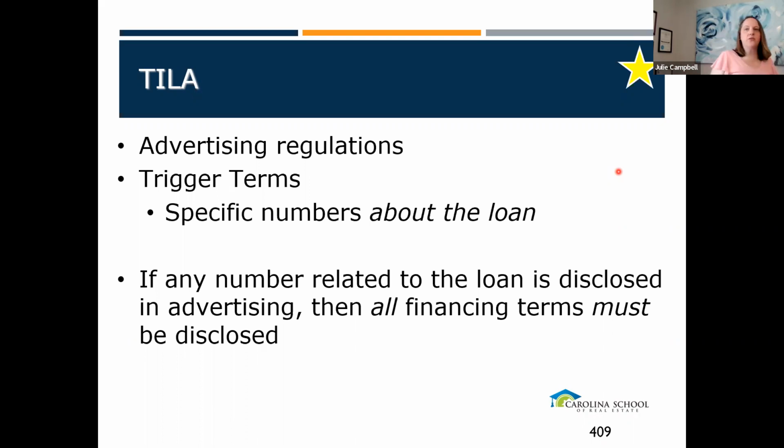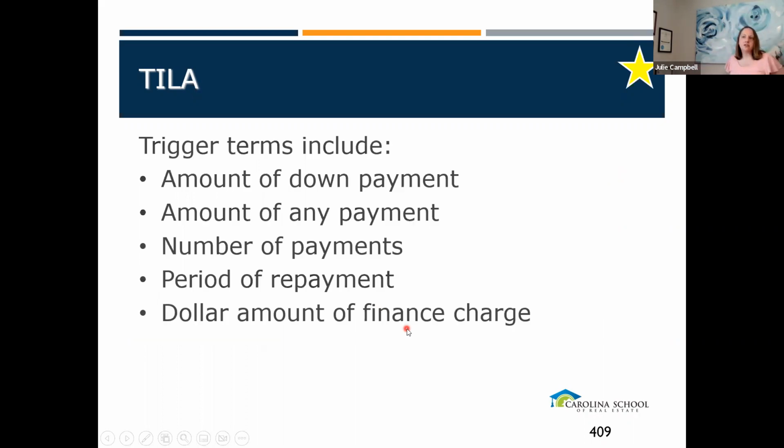So the lender needs to be careful in their wording. They need to be careful in what they say. Specifically, trigger terms include the exact amount of the down payment, the exact amount of any payment, the exact number of payments. They need to be careful about saying something like a 30-year loan versus a 15-year loan. The repayment period and the exact dollar amount. So lenders are regulated on how they can advertise their loan product. They need to leave it open for everybody.